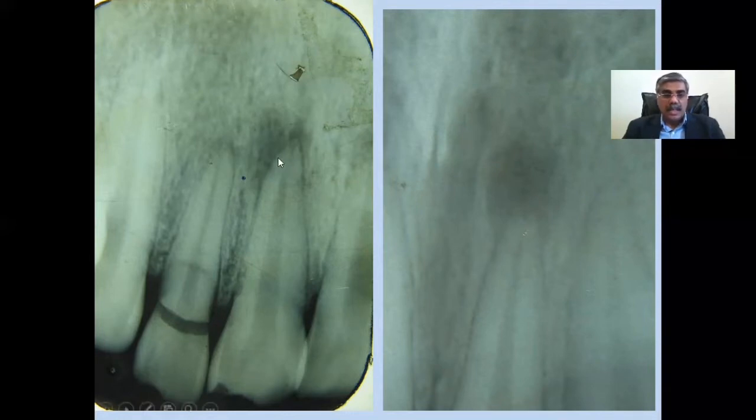So here you can see the size is less than 1 centimeter, that is common for both, but the margins are irregular or ill-defined here, and here it is well-defined. Loss of lamina dura will be present on both sides, and gradual widening of the periodontal space also will be present on both sides. So the main differentiating feature between a granuloma and an abscess will be its margin. If the margin is well-defined, and may show a partly sclerotic border, it is a granuloma, whereas an ill-defined and irregular border indicates a periapical abscess, a chronic periapical abscess.